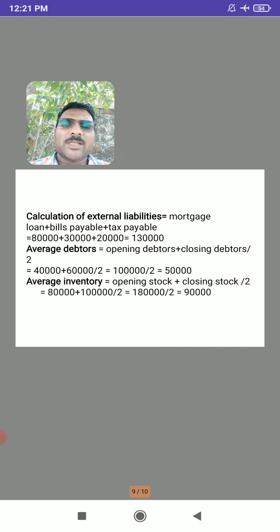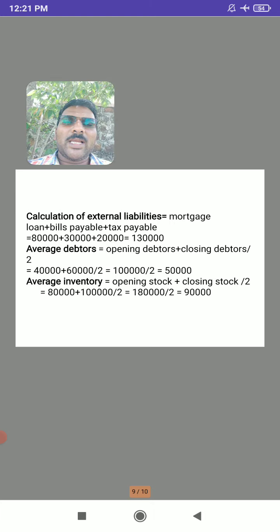And average debtors is given. Average debtors can be calculated as opening debtors plus closing debtors divided by 2. So opening debtors is 40,000 and the closing debtors is 60,000, and if 1 lakh is divided by 2, we will get 50,000 as average debtors.